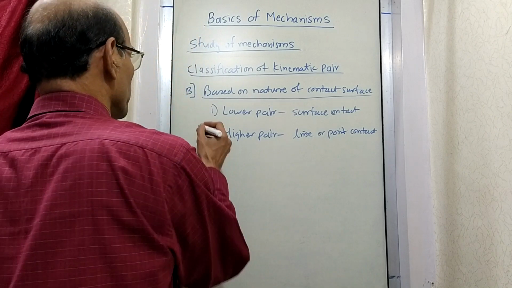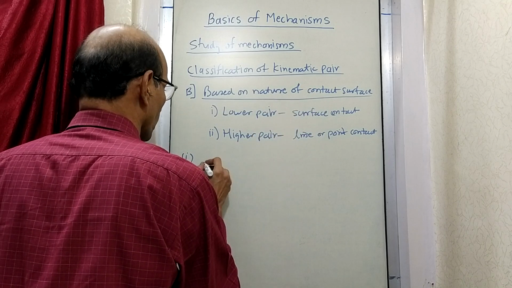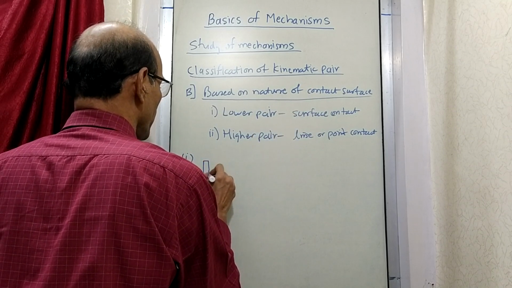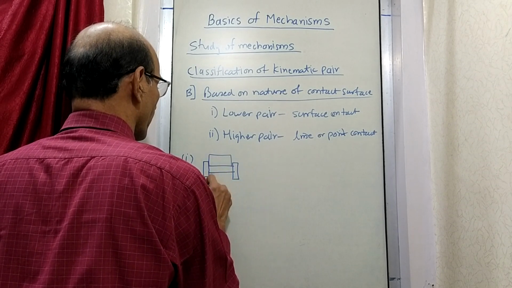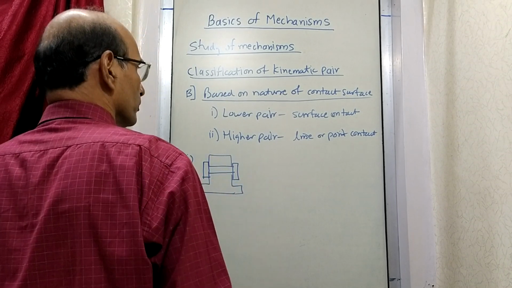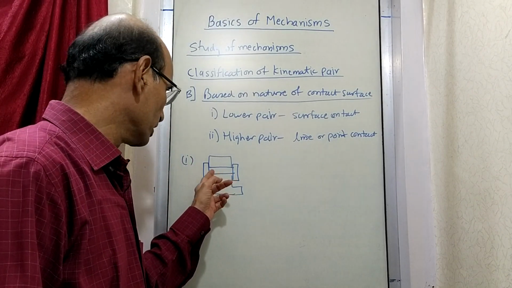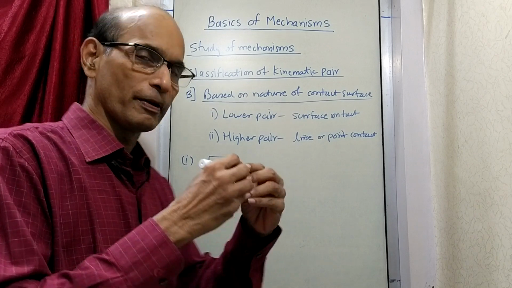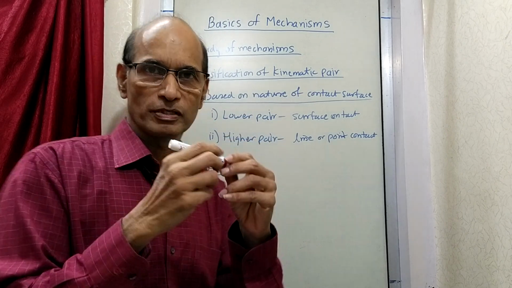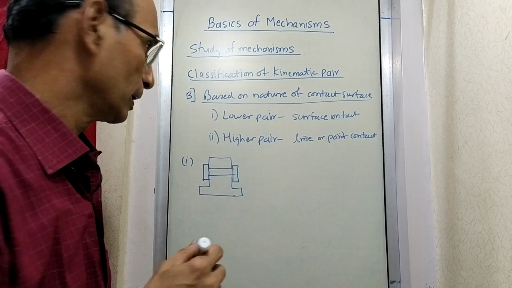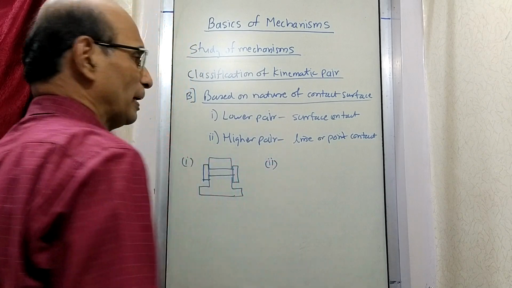So for examples, the lower pair example is the pin joint, which we have already drawn earlier. So the cylindrical pair, I am drawing the cylindrical pair again. It is a lower pair because this entire outer surface of the pin is a surface which is in contact. The higher pair is line or point contact.